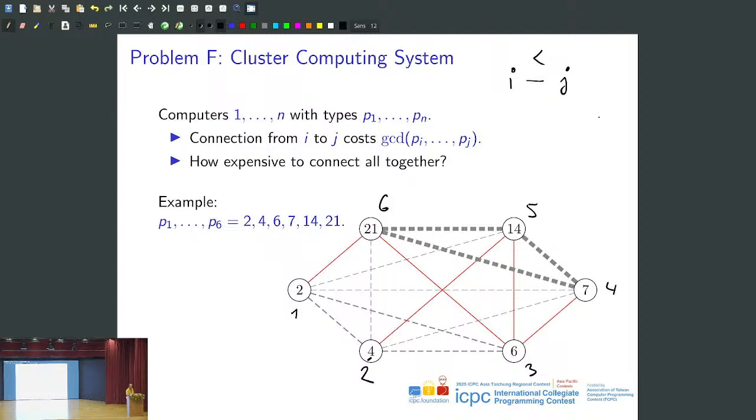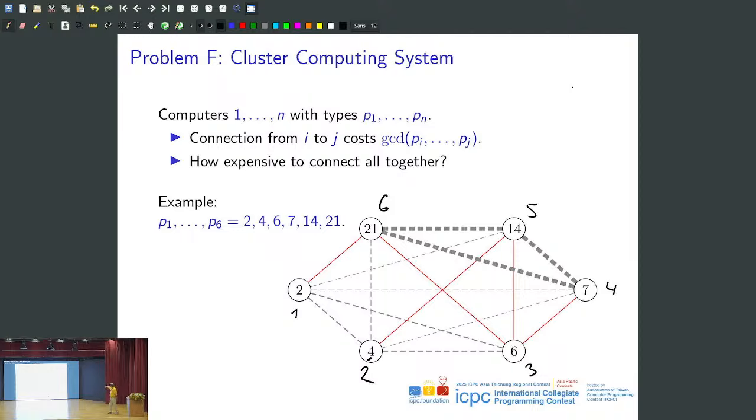So it's always optimal to connect some computer either to 1 or to n. And then you just have to compute these prefix GCDs and suffix GCDs of the whole array, and this can be done in linear time. And then you can just see what connections.